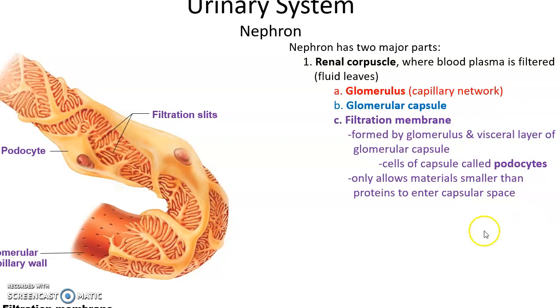And this is the filtration membrane. So the filtration membrane is made up of the wall of the glomerulus and the podocytes making up the visceral layer of the glomerular capsule. And it is this filtration membrane that prevents large things like proteins from leaving. Only things smaller than proteins can exit the bloodstream and enter the capsular space.